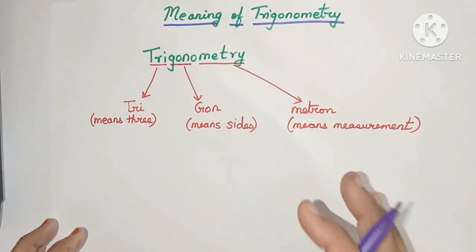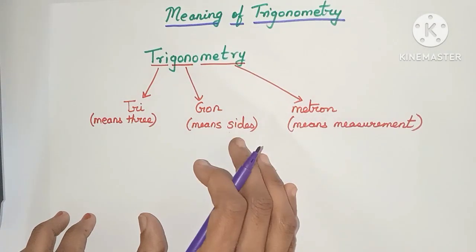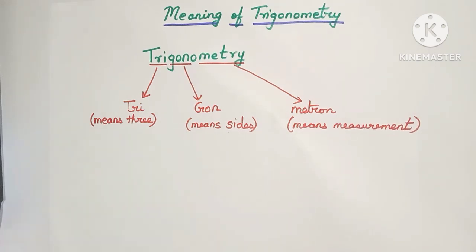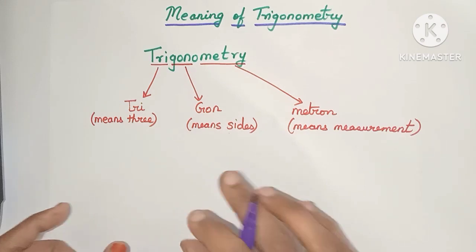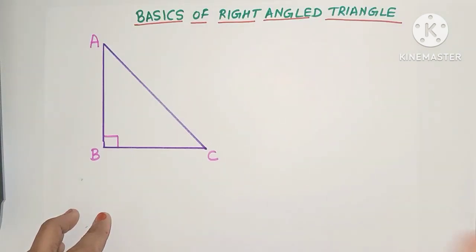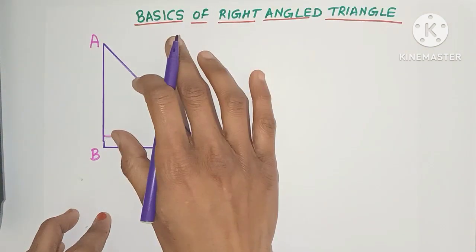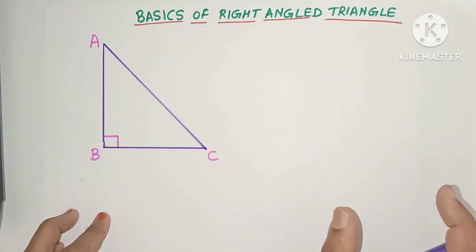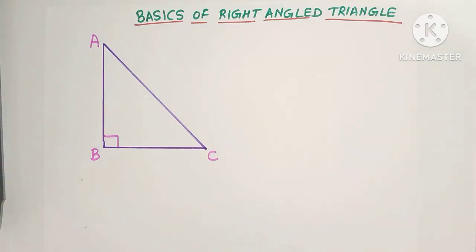So trigonometry is nothing but the measurement of sides of triangles. So the entire chapter is based on triangles, more specifically right angle triangles. So we will be studying how the sides and the angles of a right angle triangle are related to one another. Now friends, before we start with trigonometry, let's quickly go through the basics of right angle triangle, because trigonometry is all about right angle triangles. So if this concept is clear for you, then trigonometry will be very easy.